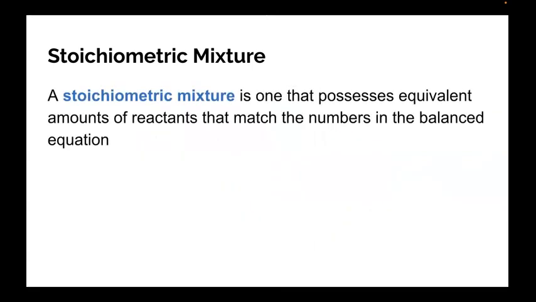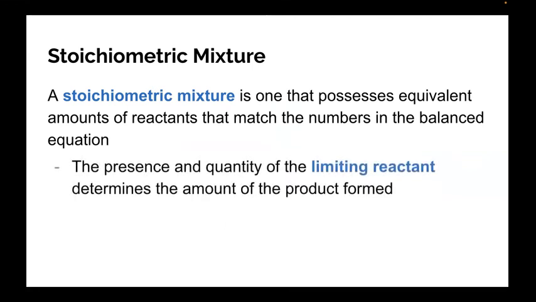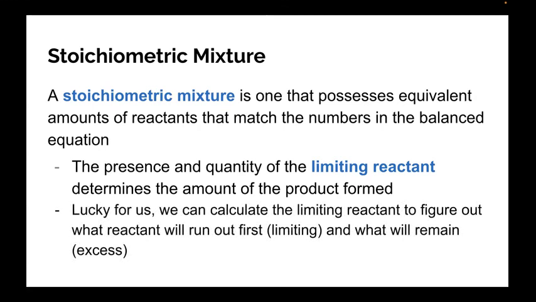So a stoichiometric mixture is one that possesses equivalent amounts of reactants that match the numbers in our balanced chemical equation. But we don't always have a perfect best case scenario. The presence and quantity of a limiting reactant determines the amount of product formed. If I run out of one of my reactants first, ultimately that limits how much product I'm going to form. And what we're going to spend the rest of this lecture video talking about is how to calculate that limiting reactant and how to figure out how much excess reactant there's going to be as well.